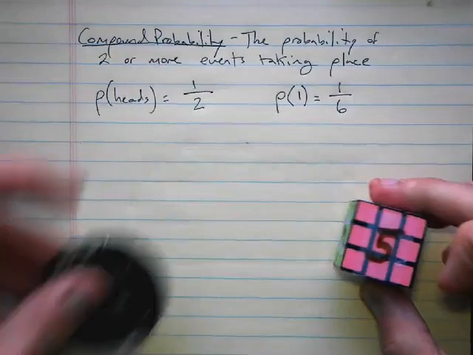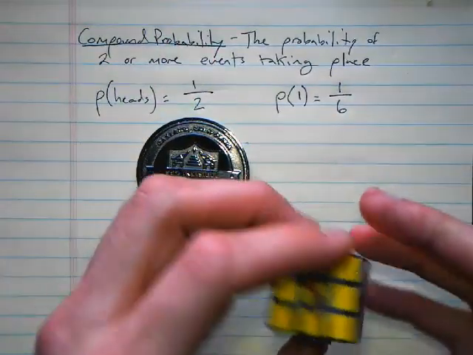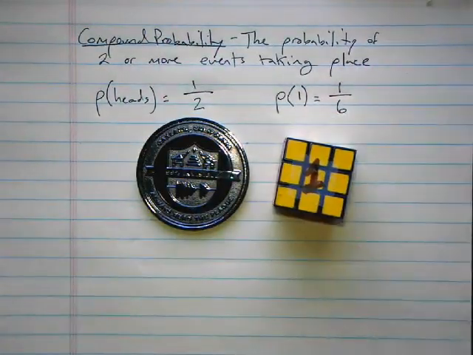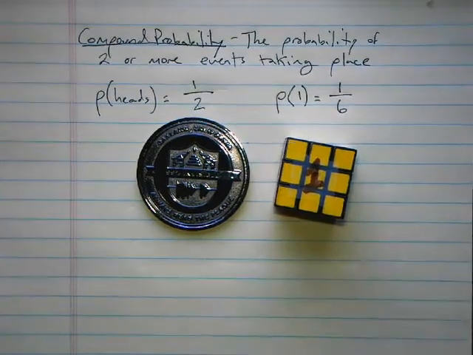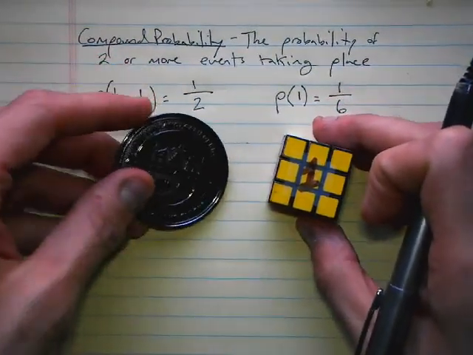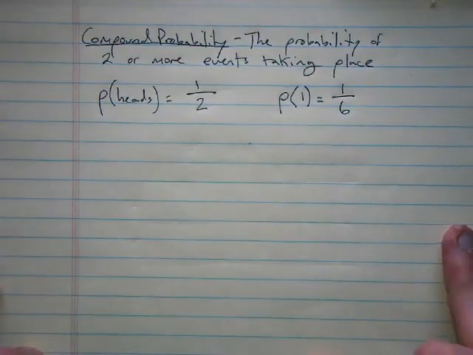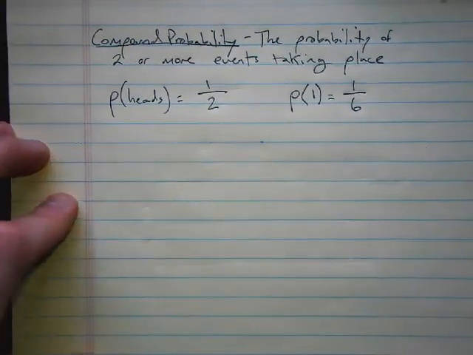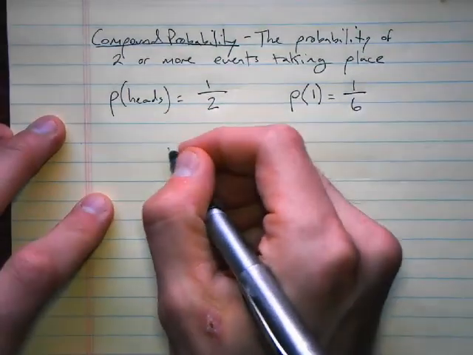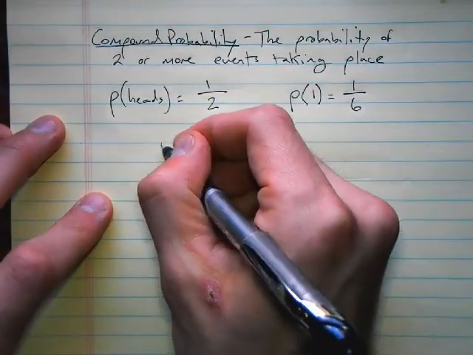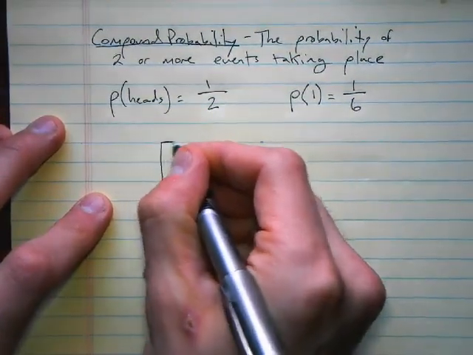But what if I want to know the probability of flipping a heads and rolling a 1? How do I do it? Well, first, we're going to have to figure out how many total outcomes there are. And one powerful way to do this is to create an outcome chart. Follow along with me. To create an outcome chart, we're going to create a table that works kind of like a multiplication table.